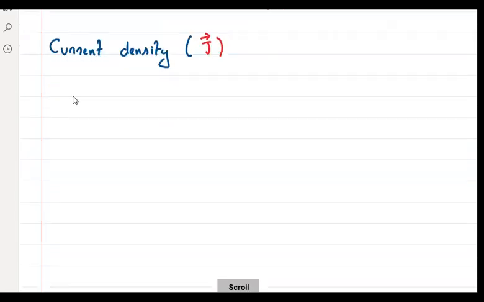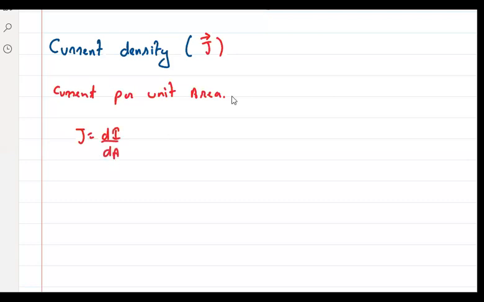Now, current density. According to the definition, it is defined as current per unit area. Current per unit area. As simple as that. So I can say, J is equal to what? dI by dA. Now, this area should be perpendicular, which is the perpendicular area.